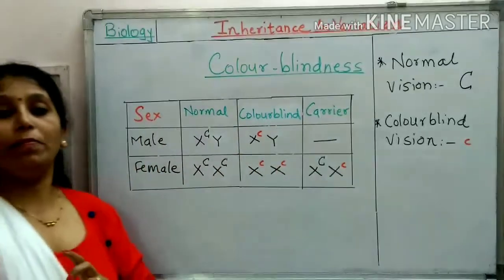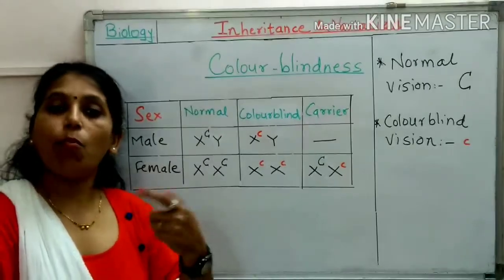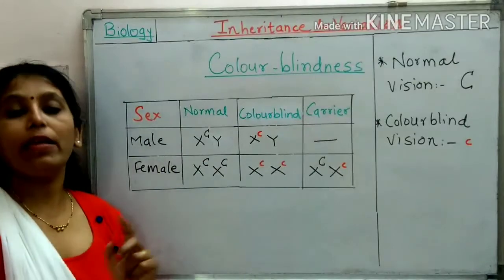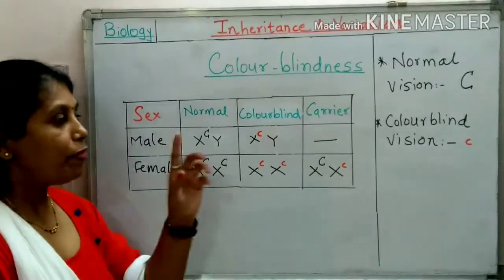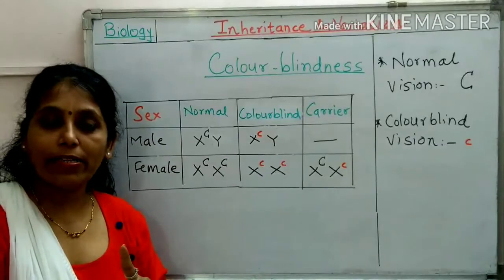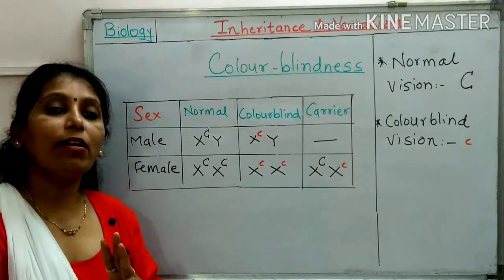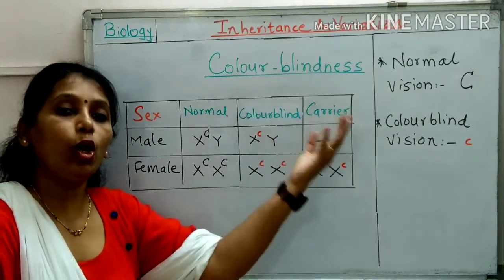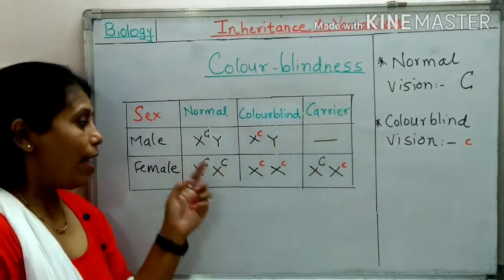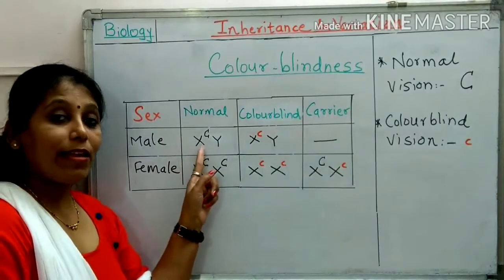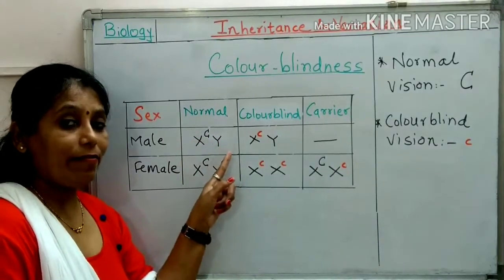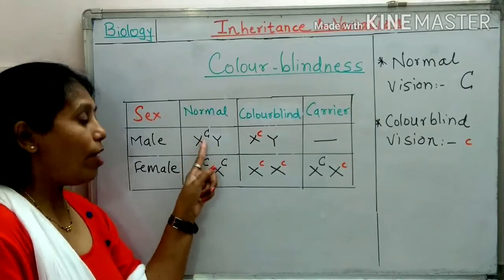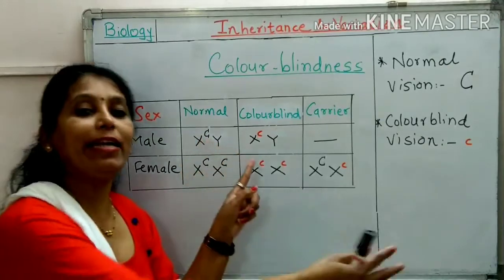The question may come: color blindness is more common in case of male as compared to female. Give reason. The answer is, first you will write what is color blindness and what is the cause. Third, you will write that the color blindness gene is present only on the non-homologous part of the X chromosome. In case of male, there is no alternative allele which can suppress the characteristic of color blindness. Only one gene is present, so it is immediately expressed.